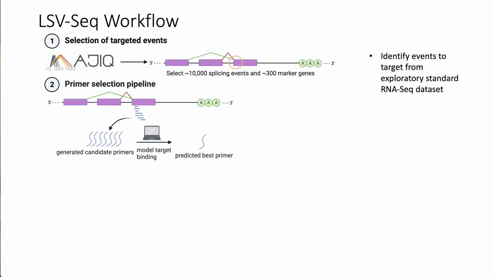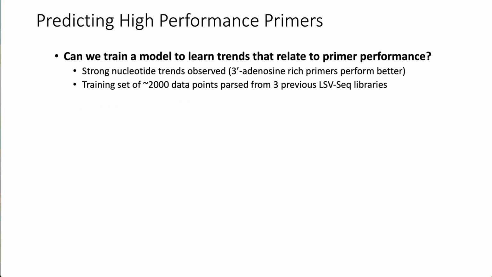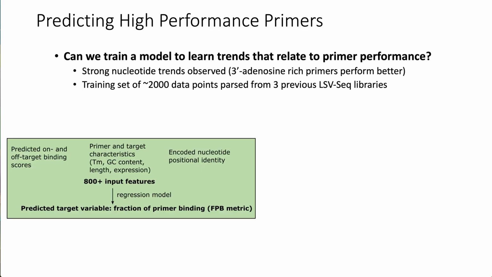Then, for each target region of interest, we generate all possible candidate primers and select a single primer predicted to perform the best. In order to optimize prediction of high-performance primers, we built a model to learn trends related to primer performance, hoping to capture, for instance, the strong positional nucleotide trends we observe consistently, such as how 3' adenosine-rich primers perform consistently better. I've created a training dataset consisting of 2,000 data points across 3 previously sequenced LSV-Seq libraries.